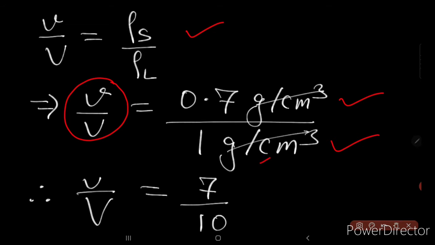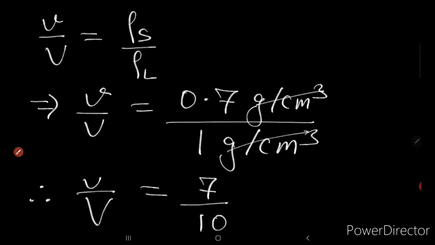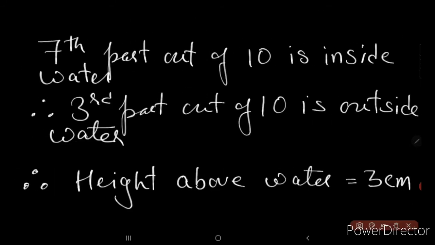Now this unit gets cancelled and hence I am getting small v upon capital V as 7 upon 10, right? Now as you have seen, the 7th part out of 10 is inside the water. So only the third part out of 10 will be outside the water, right? Because out of 10, 7 parts are gone, so the third part is only left.